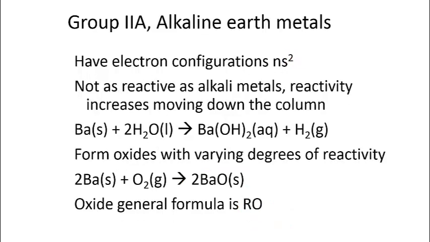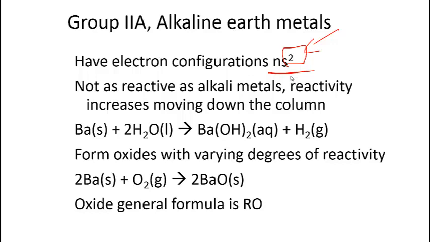Group 2A consists of the alkaline earth metals. These elements have electron configurations in the form ns2. This means that they've got 2 electrons in their outer s subshell. The alkaline earth metals are also chemically reactive, but they're not nearly as reactive as the alkali metals. The alkali metals are the most reactive metals on the periodic table. Like the alkali metals, reactivity increases as you go down this group of elements.